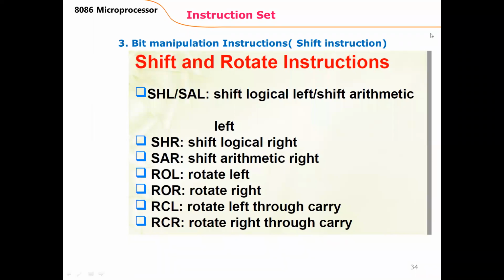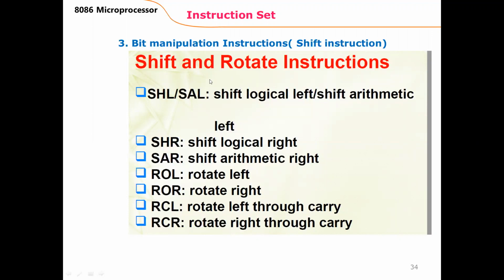Dear students, in the last classes we have discussed the data transfer instruction set and arithmetic instruction set of the 8086 microprocessor. In this class we are going to discuss the third type of instructions, which are bit manipulation instructions or logical instructions. In logical instructions we perform operations like AND, OR, XOR, NOT, or shift, rotate, these kinds of logical operations. Now first we will discuss shift and rotate instructions.